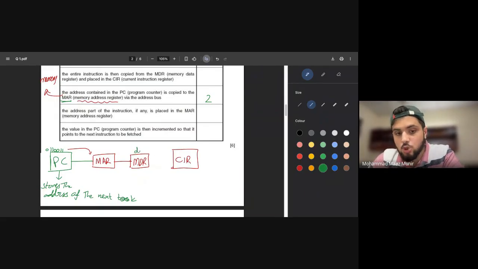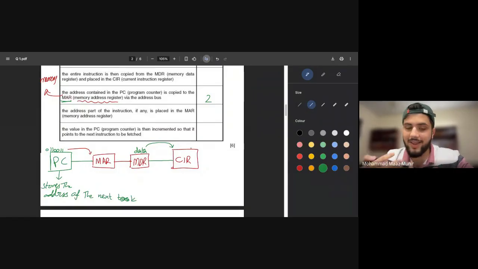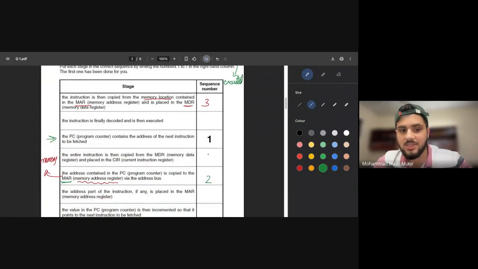Now your data is stored in MDR, but we don't want the execution to be done outside the CPU, right? MDR is outside the CPU. So what we do is take the data from here into that part. In simple words, you picked up the books and now you have to read. So now CIR is that point where it's like your table where you open the book and start revising for your exam. So your CIR starts dealing with your current instruction which is being executed. So our fourth step is that the entire instruction is then copied from the MDR and is then placed in the CIR.